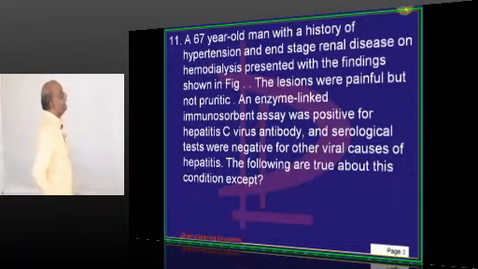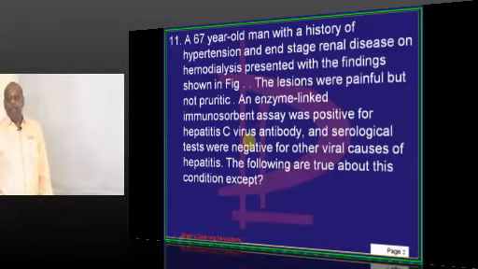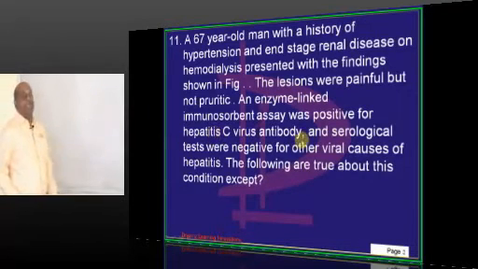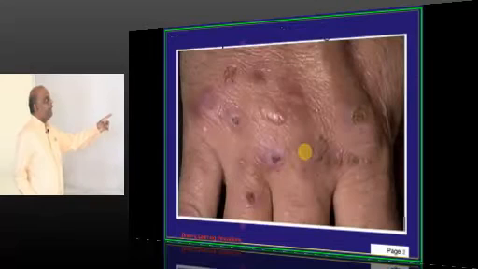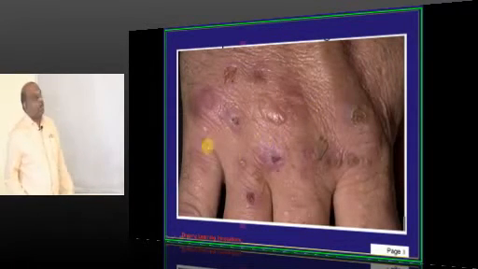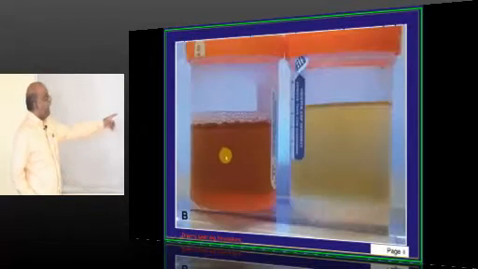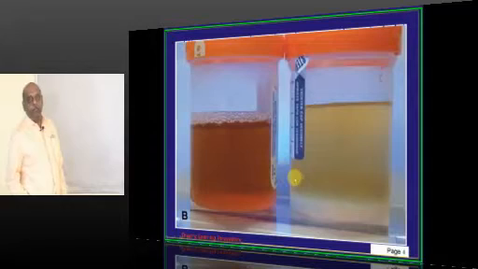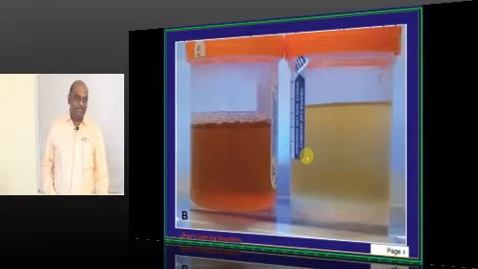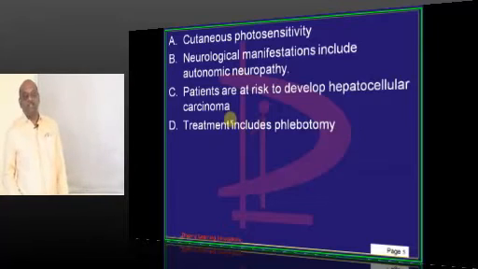A 67-year-old with a history of hypertension, end-stage renal disease on hemodialysis, typically has hepatitis C positivity, and he is having typical lesions. What kind of lesions are these? Blistering lesions. And the urine is typically showing a port wine stain. So what is your diagnosis?